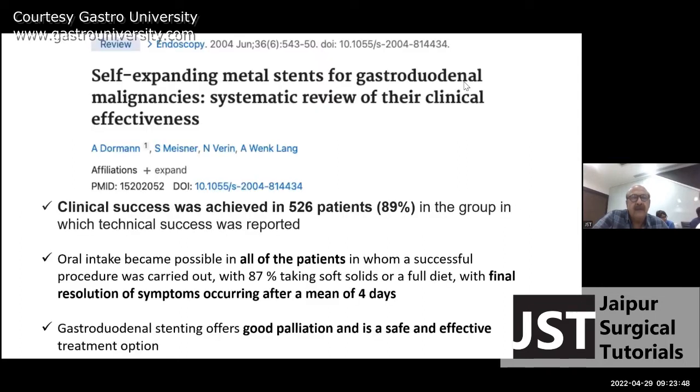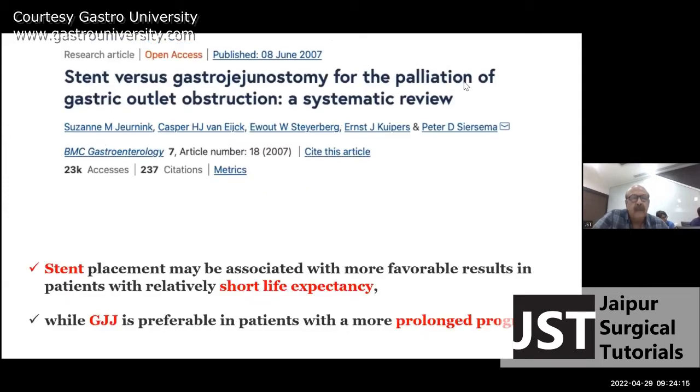And with self-expandable metal stents, there was a review of almost 526 patients where the clinical success was around 90%. In terms of oral intake, all of the patients had clinical success, and they go to at least a semi-liquid diet, and resolution of symptoms occurs as early as 4 days. So gastroduodenal stenting offers good palliation and is a safe and effective treatment option. Stent versus gastrojejunostomy for palliation of outlet obstruction: a systematic review.